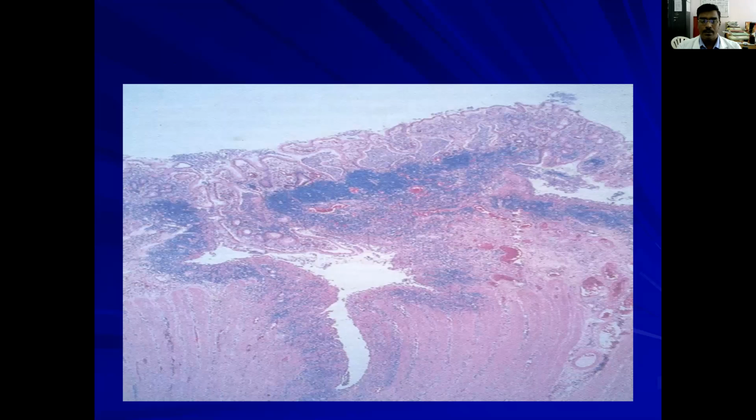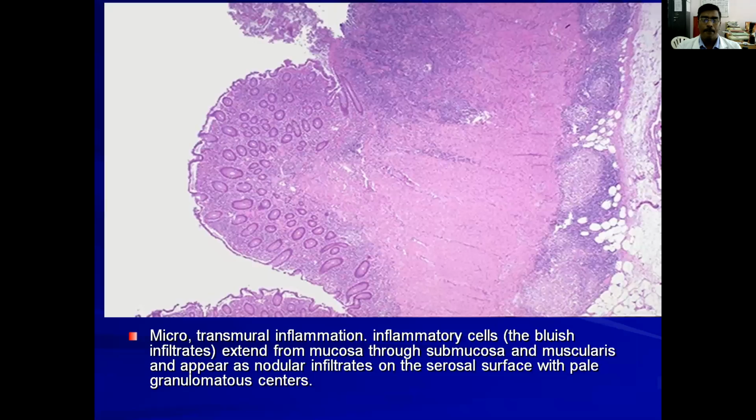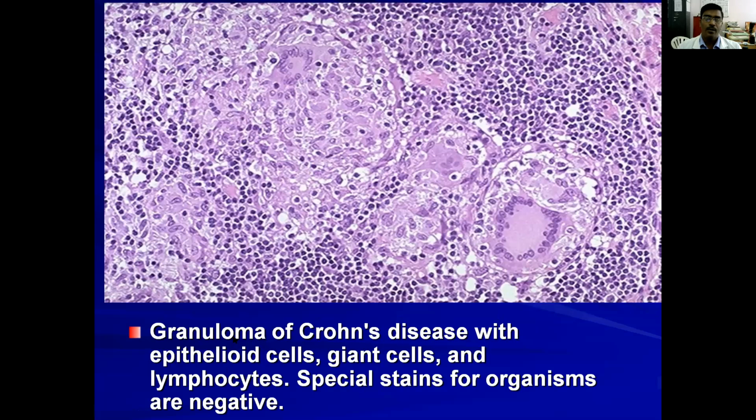What are the microscopic findings? I would say the granulomas. There is transmural inflammation, which means the inflammation extends deep into the muscular layer. The inflammatory cells extend from mucosa to submucosa and muscularis and appear as nodular infiltrates on the serosal surface with pale granulomatous centers. So from the mucosa it can extend deep into the transmural layer, forming nodular infiltrates. This is a classical finding of Crohn's disease. Granuloma is most commonly seen.